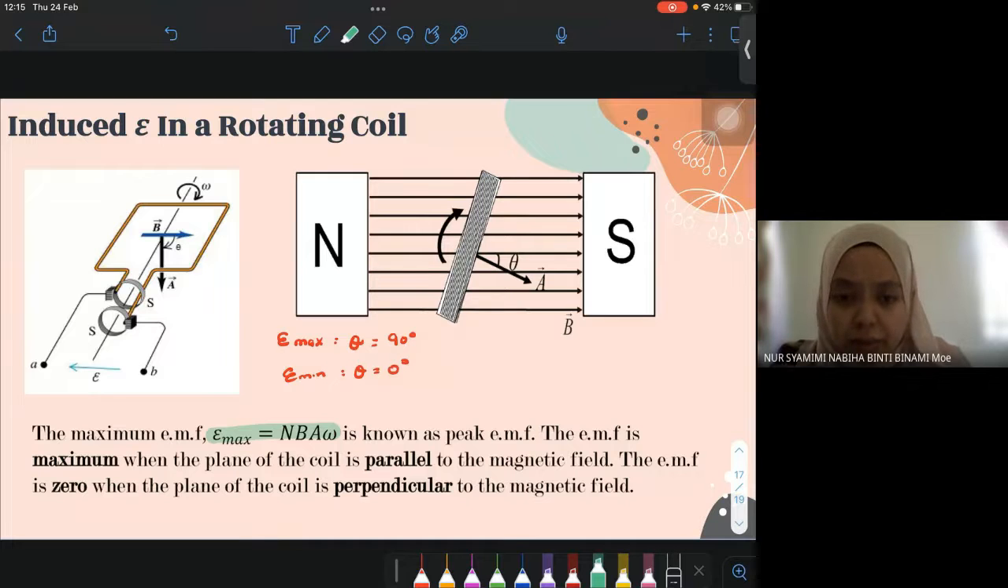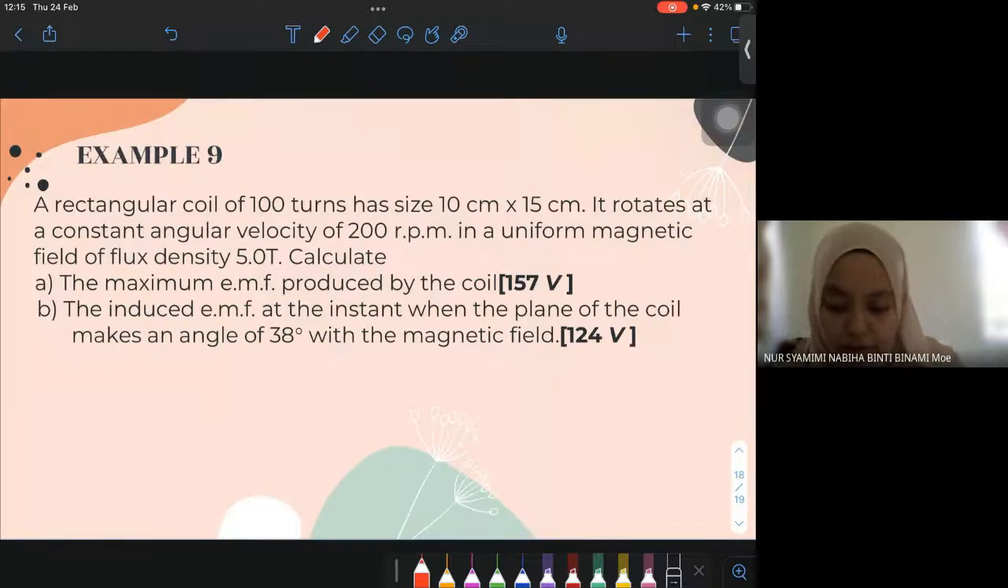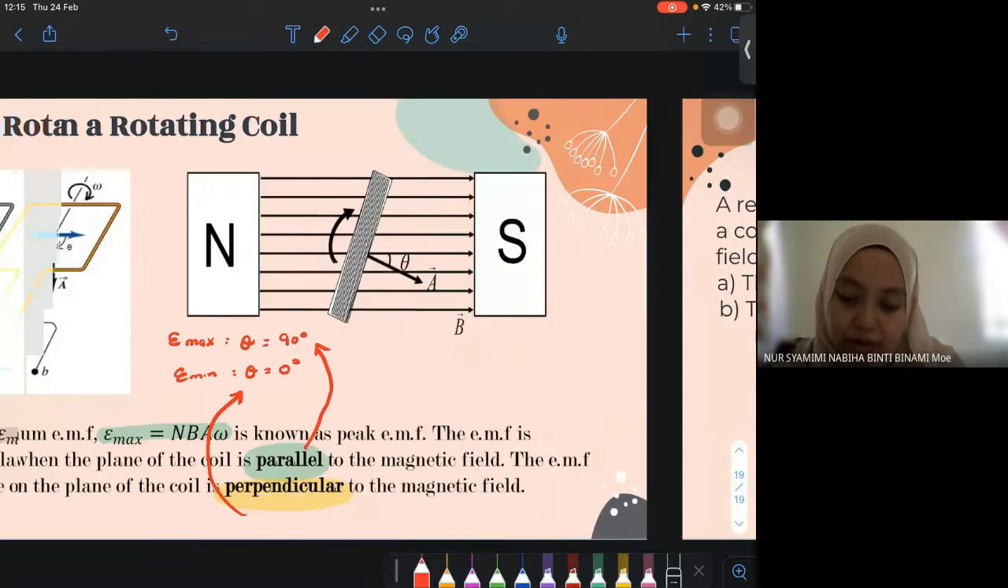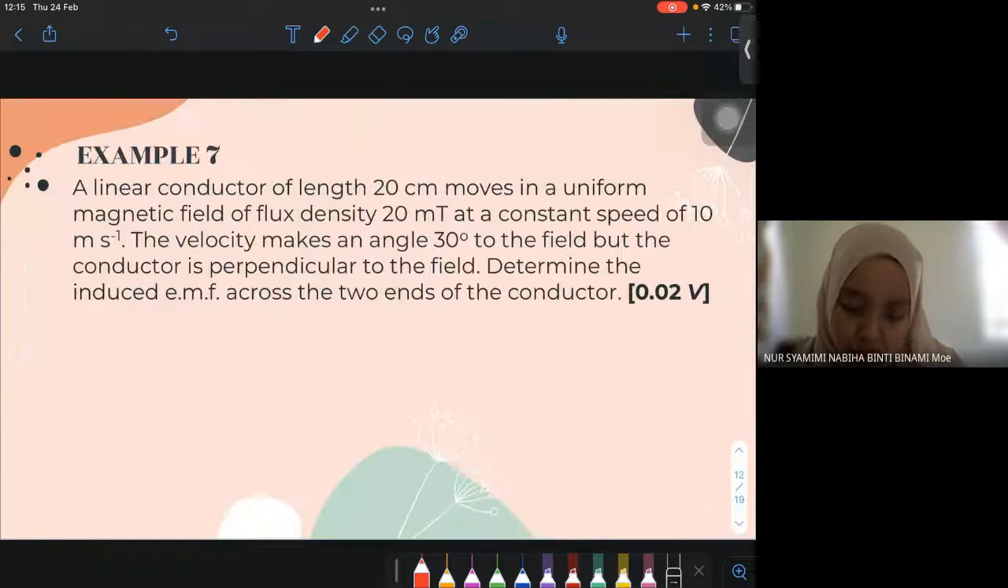Okay. The EMF is maximum when the plane of the coil is parallel to the magnetic field. Kalau parallel, dia akan jadi 90 degree. Kalau dia perpendicular, dia akan jadi 0. Okay. So ini soalan yang juga selalu juga keluar. Okay, we have 3 example yang kita belum buat. Okay, we'll discuss the example first.